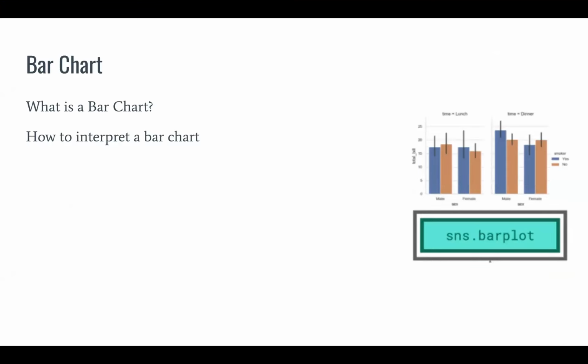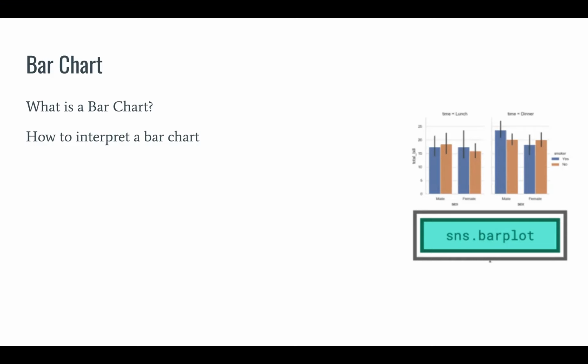So bar charts are a type of chart used to compare data across different categories. So we will look at the purpose of the bar chart, how to construct them, and how to interpret them. So what is a bar chart? So bar chart is a chart that uses bars to represent the values of a variable for different categories. The length of each bar represents the value of the variable for that category. So bar charts are commonly used to compare data across different categories and to show trends over time.